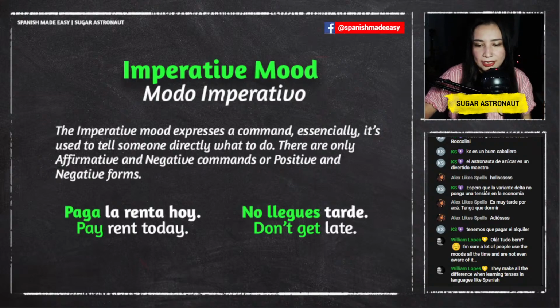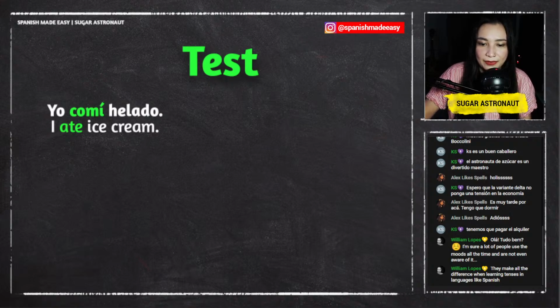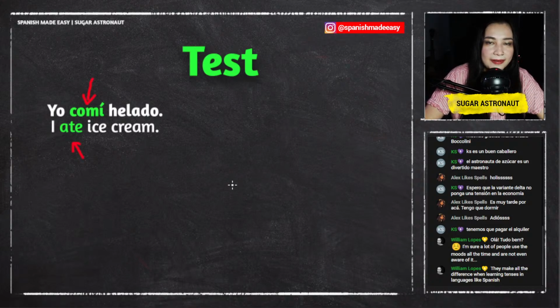But now, guys, we learned about the three main moods. So now let's do some quick tests. If you think you can tell me, I know you can. You're going to tell me the mood that a phrase is in. This phrase, for example, yo comí helado. And if you tell me the tense as well, that will be amazing. So comí, obviously, is the verb. Yo comí helado means I ate ice cream. Can you tell me the mood and the tense of this verb right here? Comí. What am I saying?